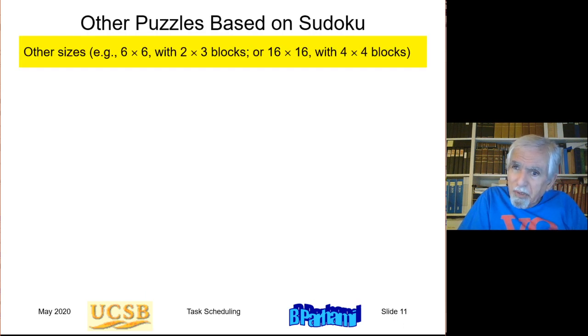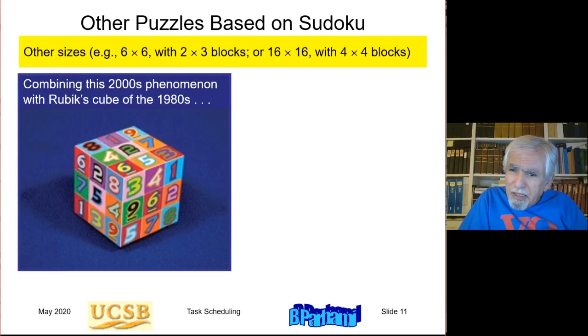Here are some other examples. So you can have 6 by 6 Sudoku. We already talked about it. Mini Sudoku with 2 by 3 blocks. You can have 16 by 16 with 4 by 4 blocks. And those are usually more time consuming because, it's like the huge Sunday crossword puzzles where there are many clues and you have to spend sometimes hours solving it. So 16 by 16 Sudoku is not necessarily harder, but it's just more work.